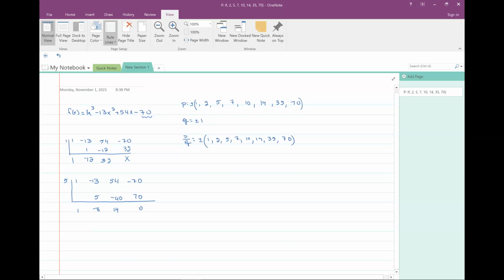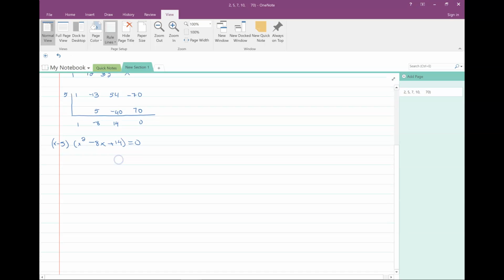Okay, so now the depressed polynomial: we get x minus 5 from here, and this gives you x squared minus 8x plus 14 is equal to 0. All right, so now you can either factor this or do the quadratic formula. That one doesn't factor, so we have to do the quadratic formula.